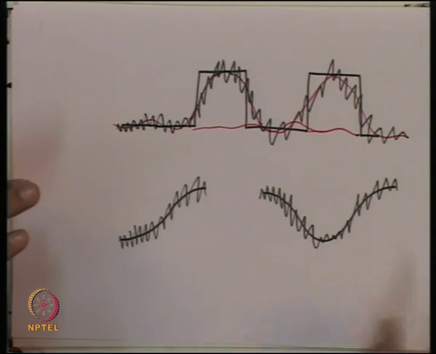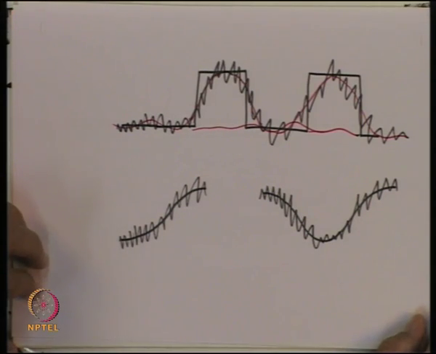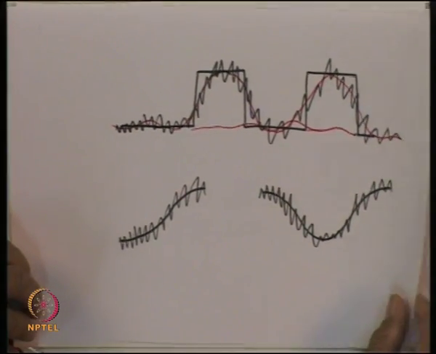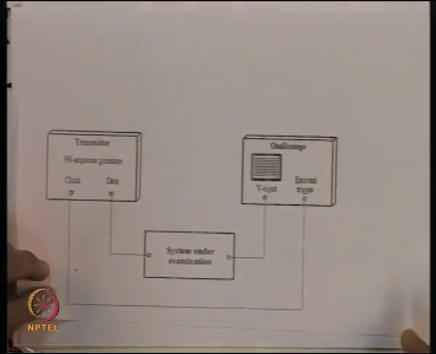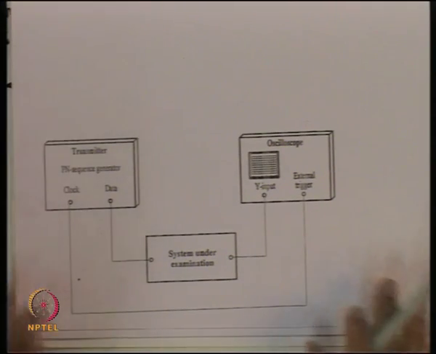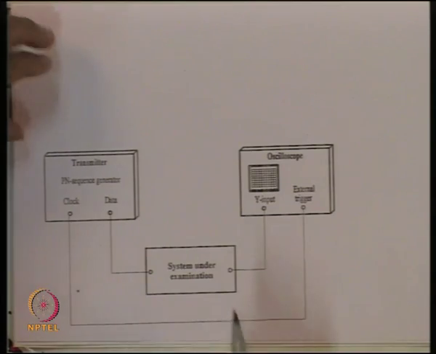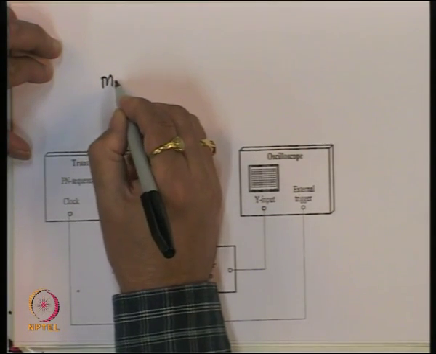So, now to measure the quality of the data, we use a technique called the eye diagram of the data. And here the idea is as follows. We have a simple setup. So, this is the measurement setup for what is called the eye diagram.